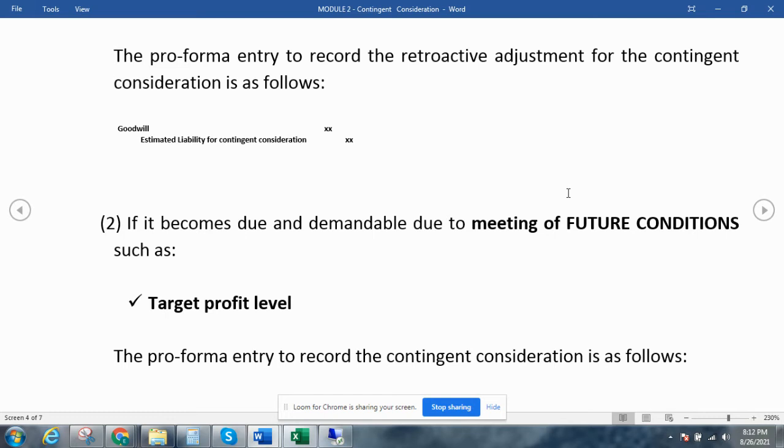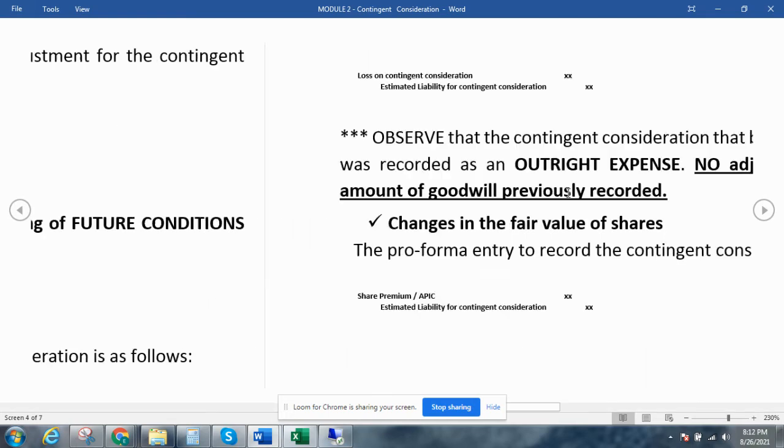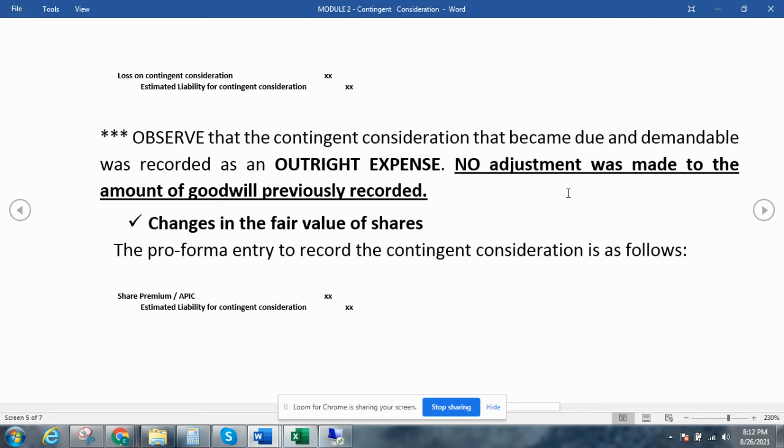If it becomes due and demandable due to meeting of future conditions, the pro forma entry would be debit loss on contingent consideration, credit estimated liability for contingent consideration. Observe that the contingent consideration that became due and demandable was recorded as an outright expense. So no adjustment was made to the amount of goodwill previously recorded.